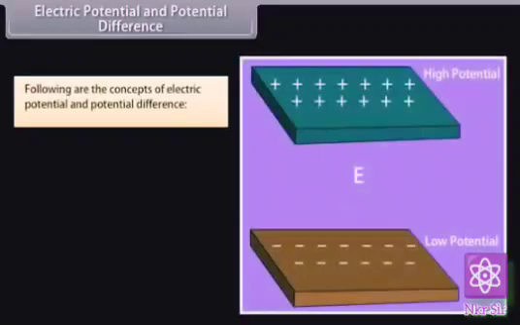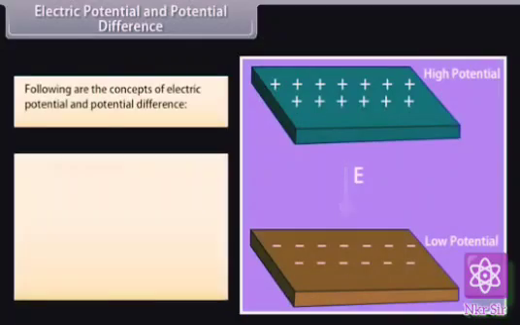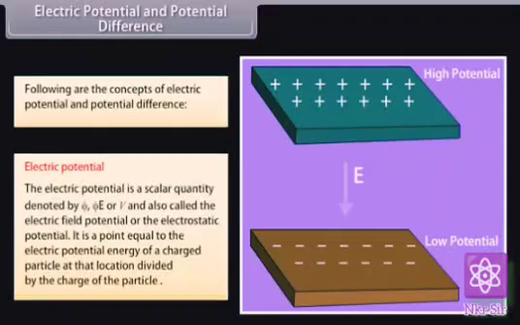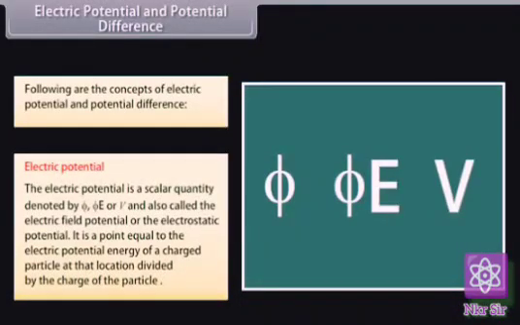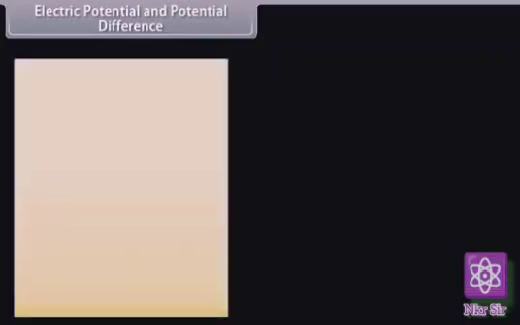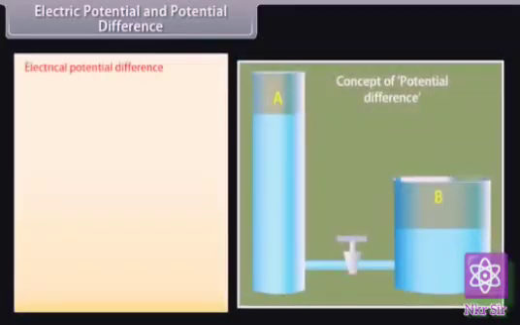Electric potential and potential difference. Let us look at the concepts of electric potential and potential difference. Electric potential is a scalar quantity denoted by E or V. It is a point equal to the electric potential energy of a charged particle at the location divided by the charge of the particle. Electrical potential difference.